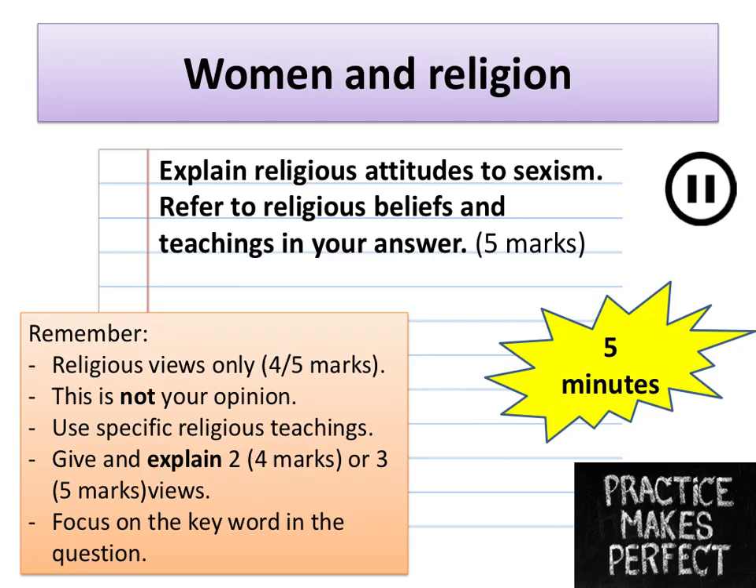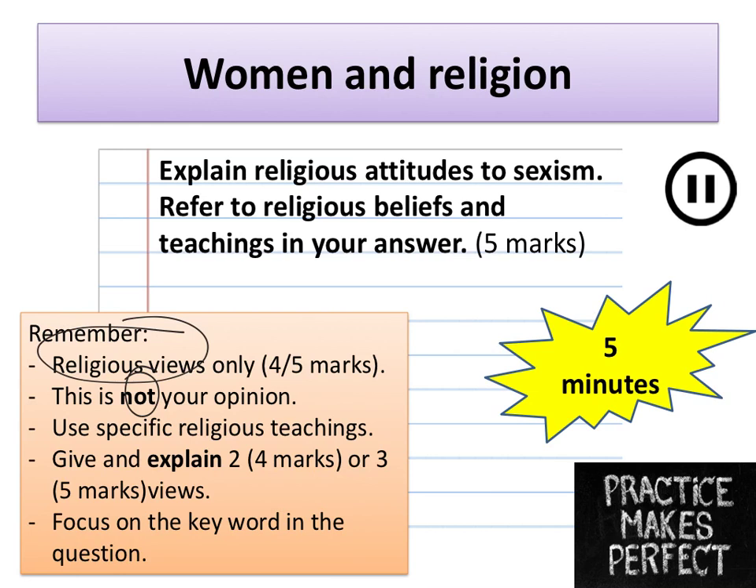Time for another exam question. This one will be about women and religion. It's a 5-mark exam question, and it is: explain religious attitudes to sexism. Refer to religious beliefs and teachings in your answer. Remember, when you're answering a 5-mark question, you need to only use religious views. It's not about what you think. It's only about what religious people would say.